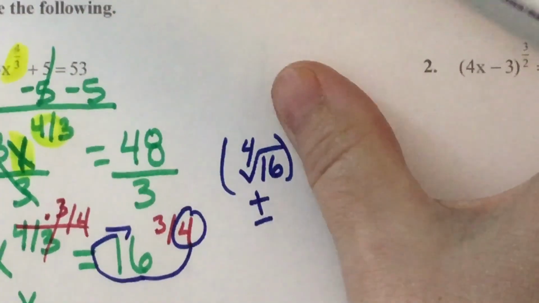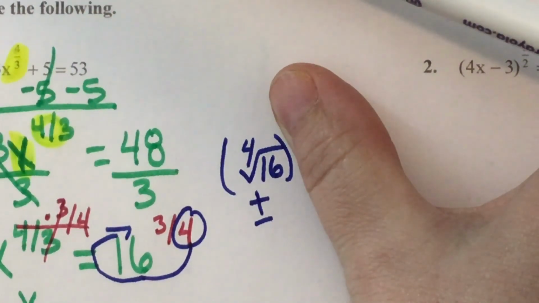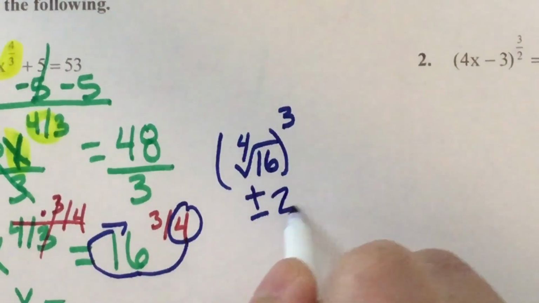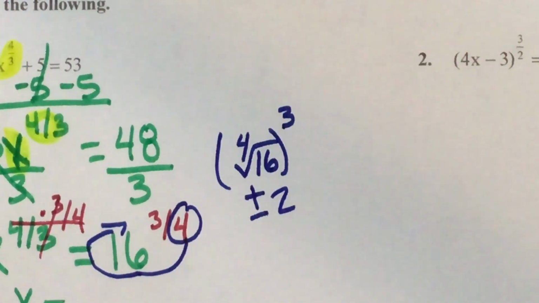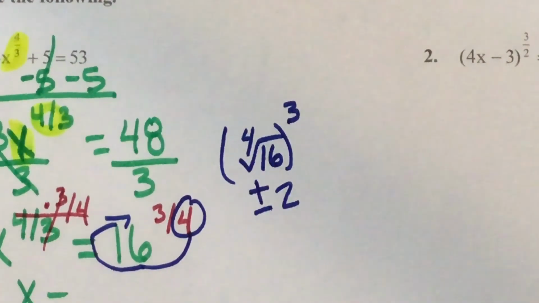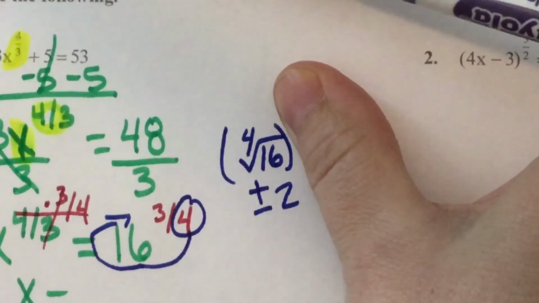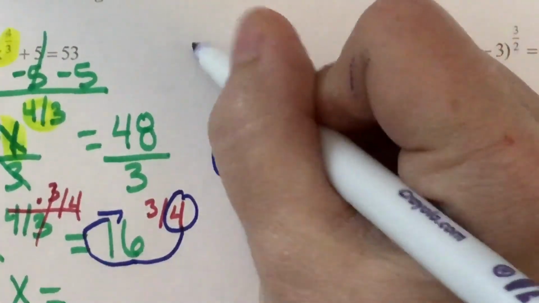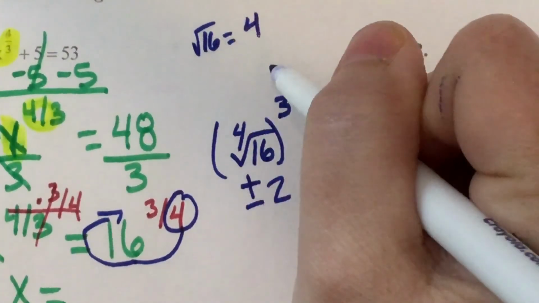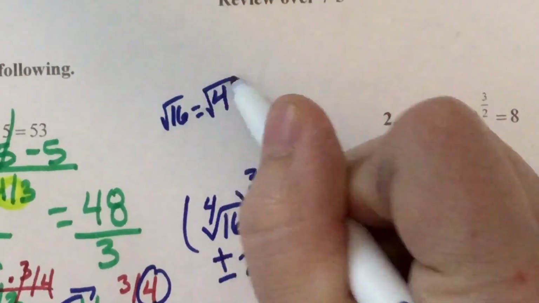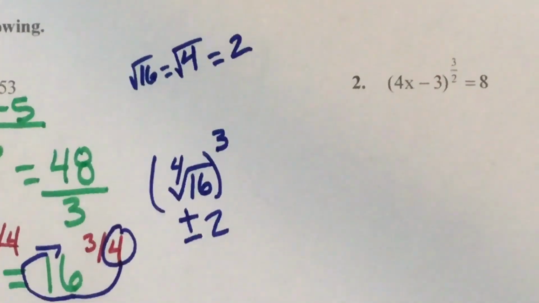4th root of 16. Do you know what it is? It's 2. 2 times 2 times 2 times 2, 4 times, makes 16. Also, I taught you to do a 4th root, take the square root twice. The square root of 16 is 4, and the square root of 4 is 2. So that's another way to do it.